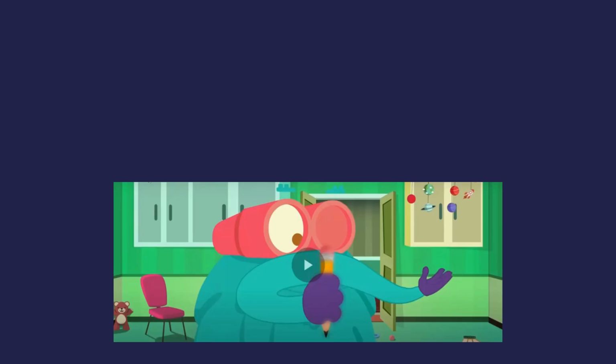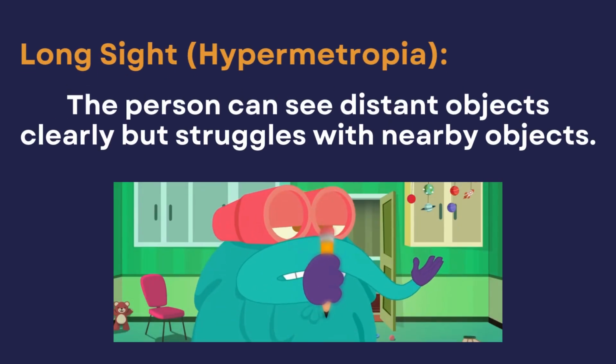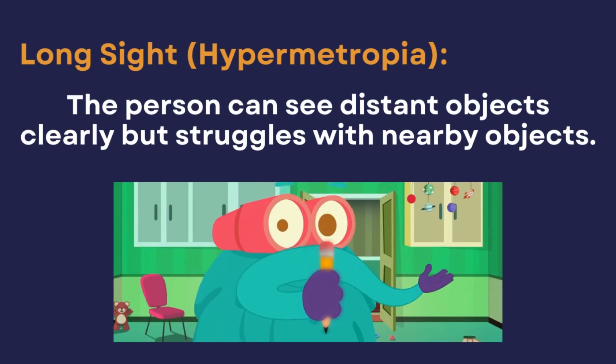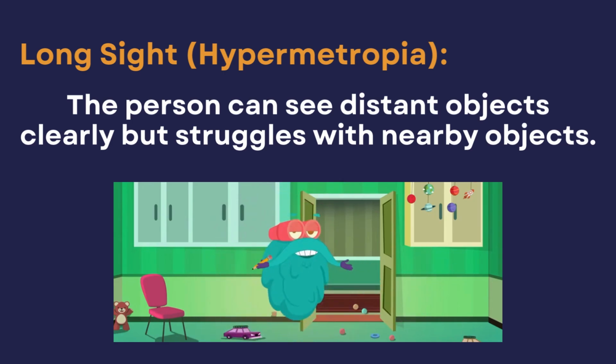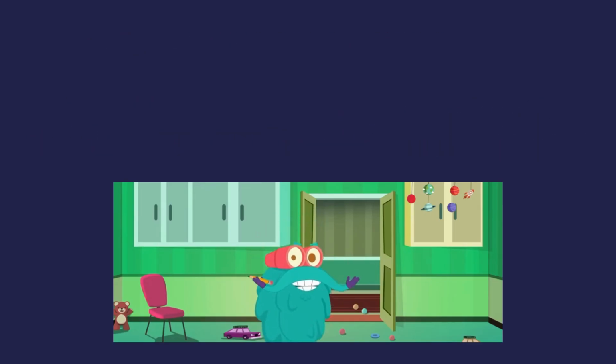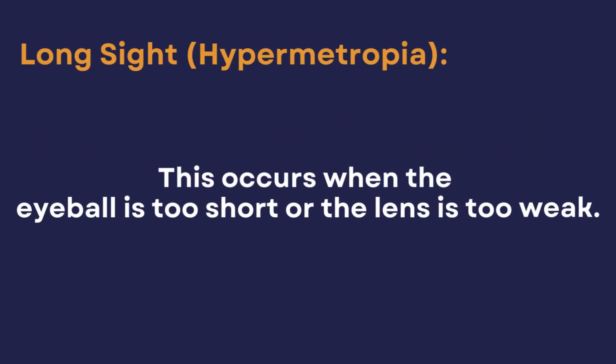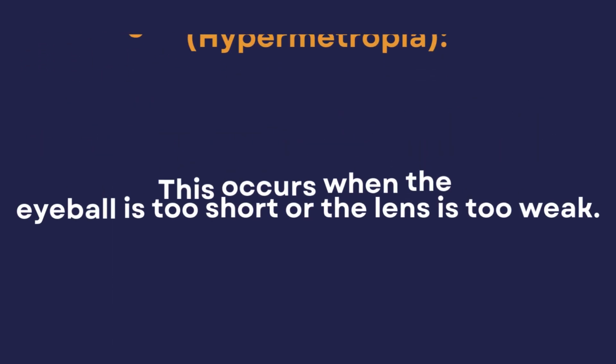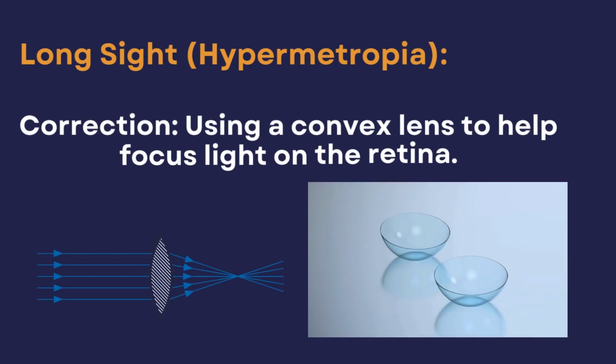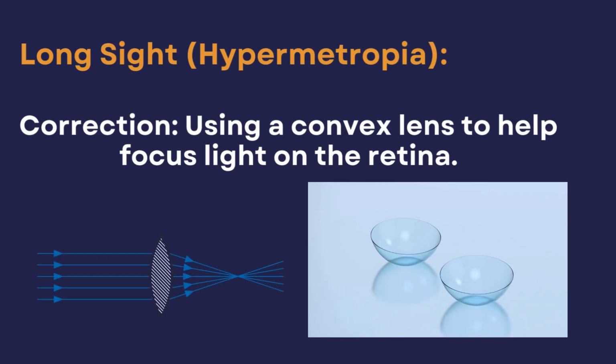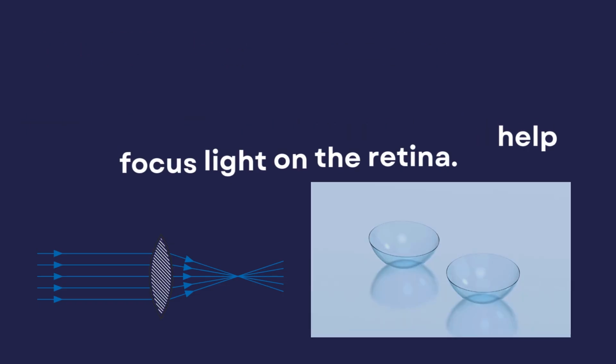Defects of vision. There are two common vision defects: long sight, hypermetropia. The person can see distant objects clearly, but struggles with nearby objects. This occurs when the eyeball is too short or the lens is too weak. Correction: using a convex lens to help focus light on the retina.